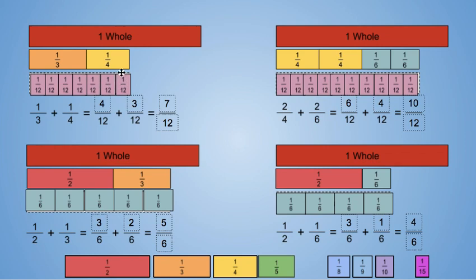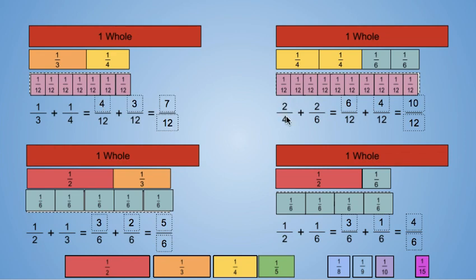3 twelfths equals 1/4. 1, 2, 3 twelfths equals 1/4. And then we're just adding them up. We're adding 4 twelfths plus 3 twelfths. 4 twelfths plus 3 twelfths equals 7 twelfths. There we have it. All right, moving on over here.